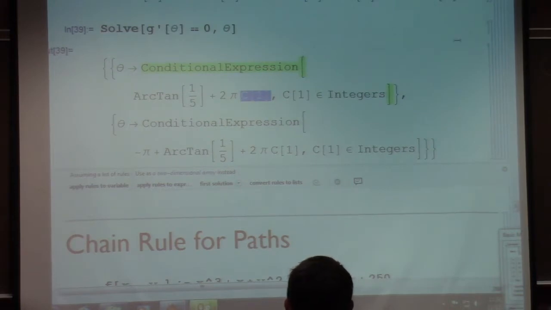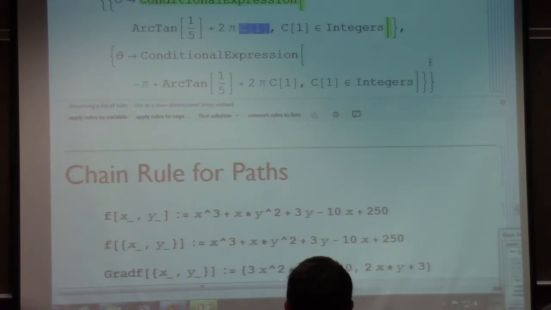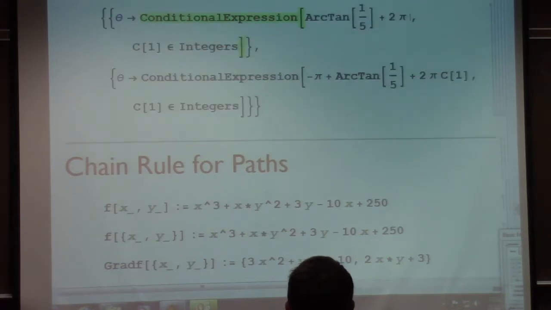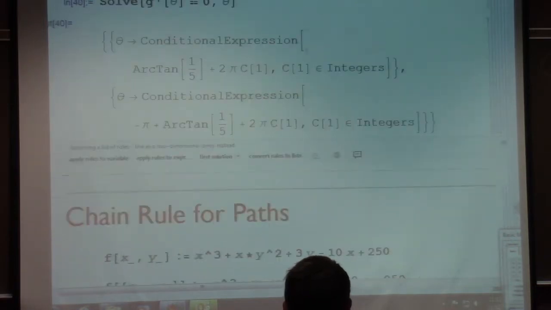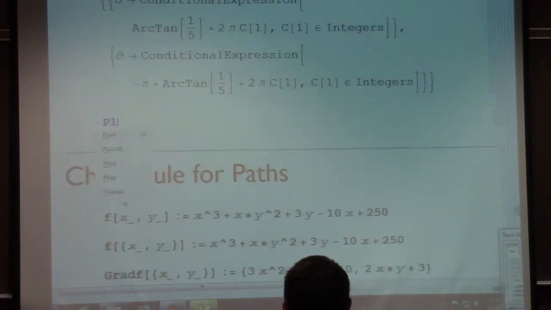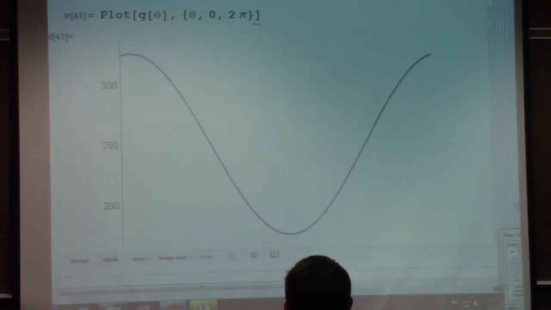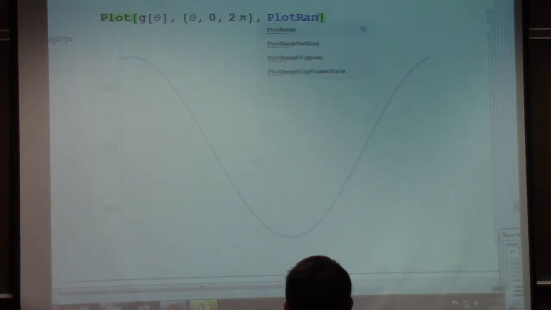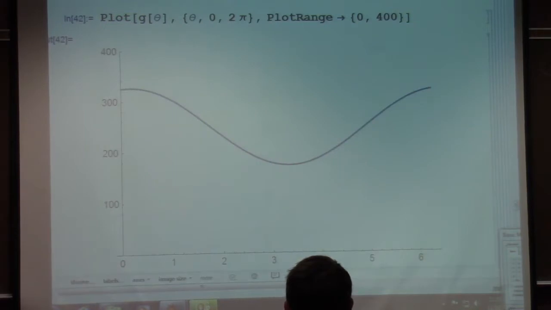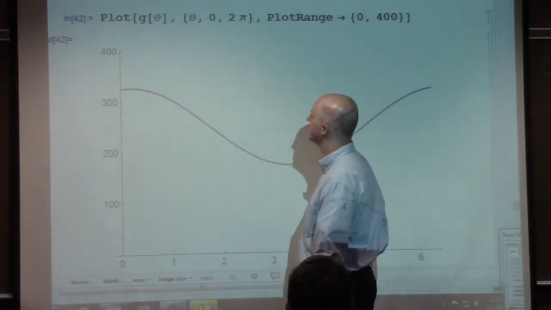NSolve can approximate those, but I think I'm just going to use plot and then find root. We only need to plot this over the interval from 0 to 2 pi. That's going to go around the circle completely. There we go. So this is what the function is behaving like along the circle of radius 5 as theta goes from 0 to 2 pi.